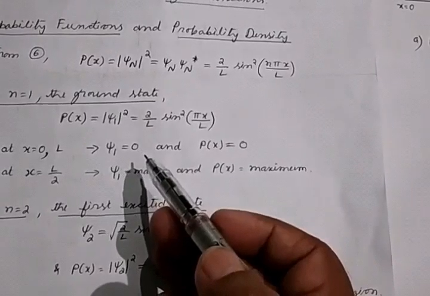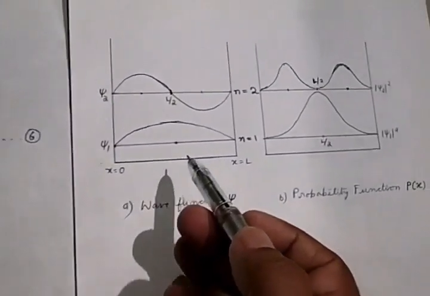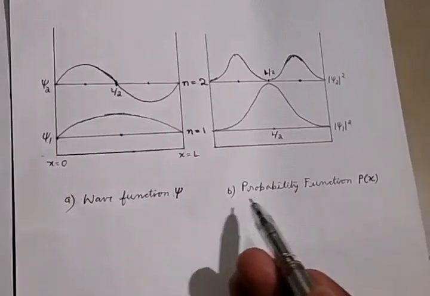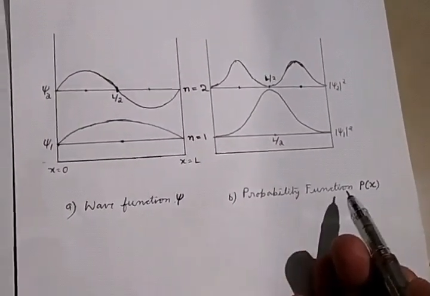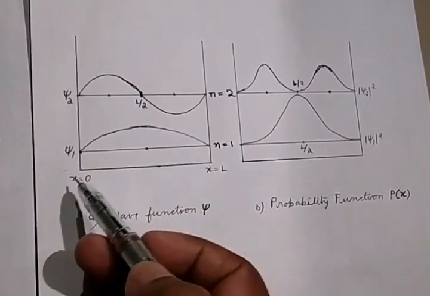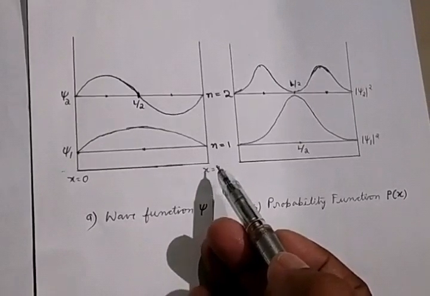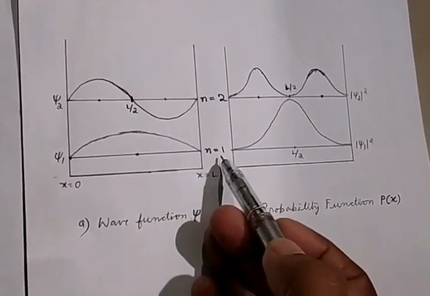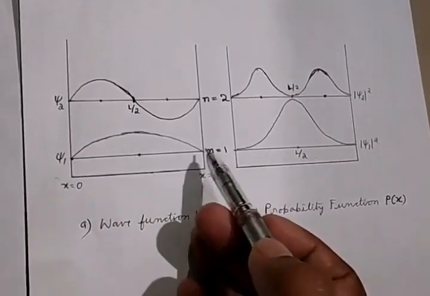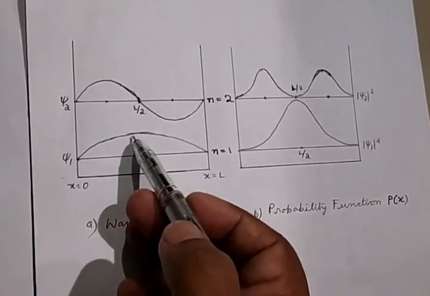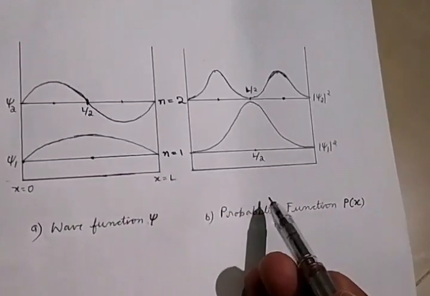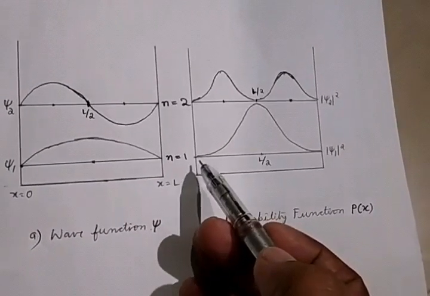Now let us represent this with the help of a graph. I have two graphs here, one for the wave function psi and another for the probability function P of x. Here we have taken the potential well from x equal to 0 to x equal to L, and this is the ground state, n equal to 1. The wave function is 0 at the two boundaries, goes increasing like this, and becomes maximum at the center.